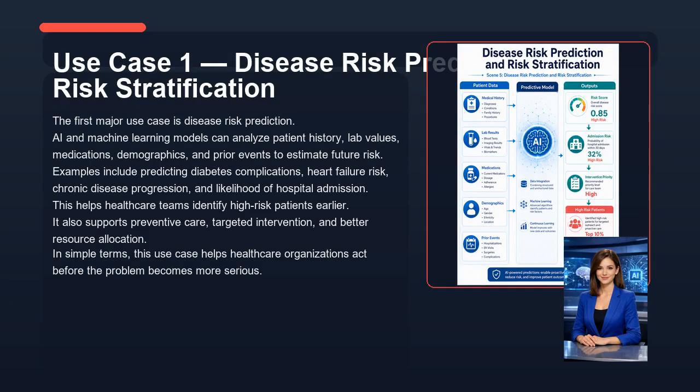Now let's look at use case 1, disease risk prediction and risk stratification. The first major use case is disease risk prediction. AI and machine learning models can analyze patient history, lab values, medications, demographics, and prior events to estimate future risk. Examples include predicting diabetes complications, heart failure risk, chronic disease progression, and likelihood of hospital admission.